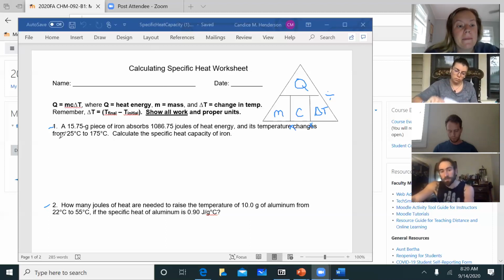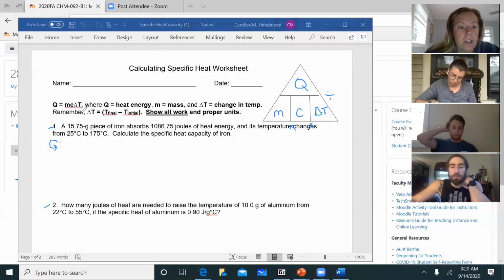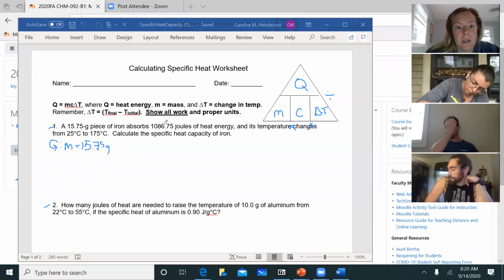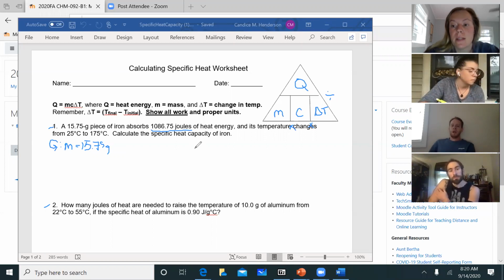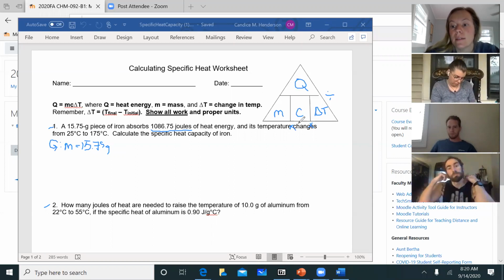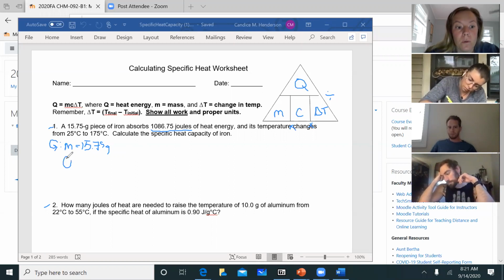So for this first guy, given information, I know my mass because it says right off the bat, it's 15.75 grams. And it says it absorbs this many joules. Okay, so this is one place where I see students get confused is they mix up Q and C. So Q is talking about heat. Your unit will be joule or calorie. It's a simple unit. C is the funky unit. That's the specific heat, right? So in this case, we are given Q.